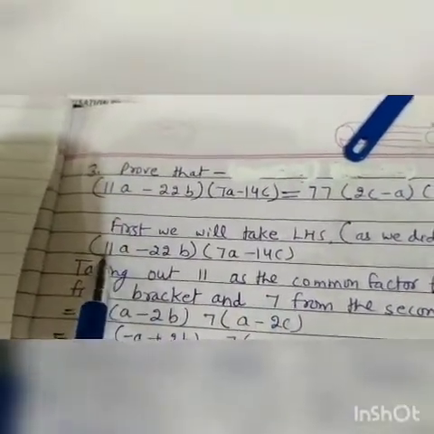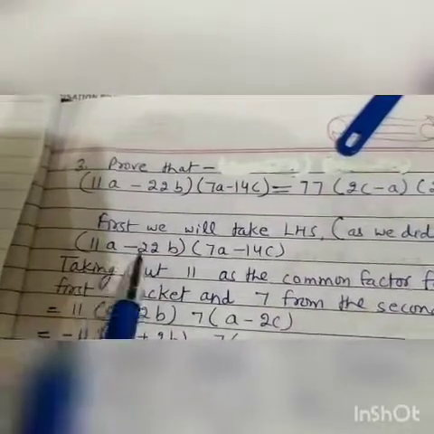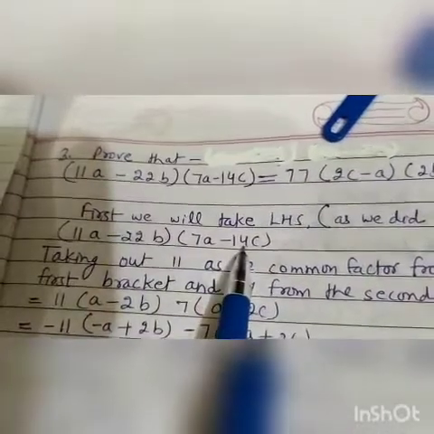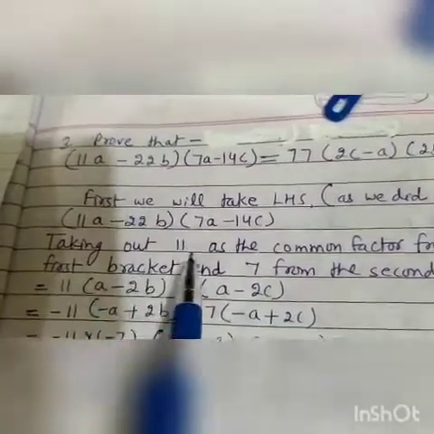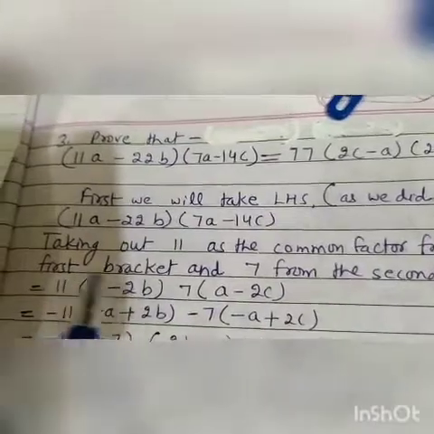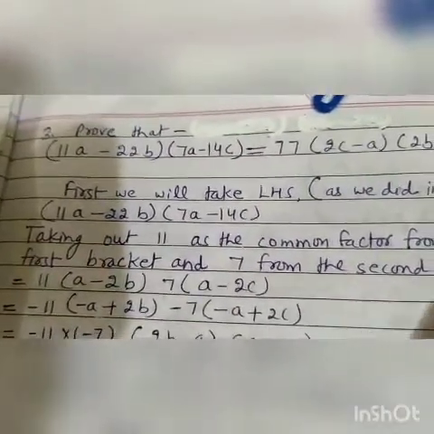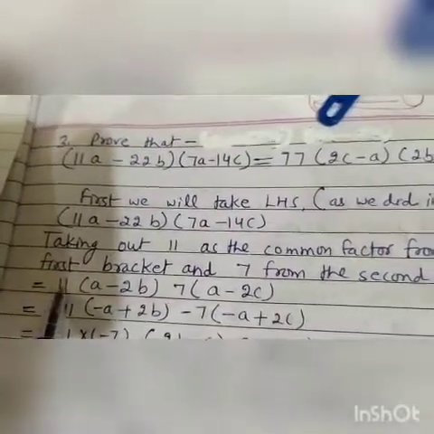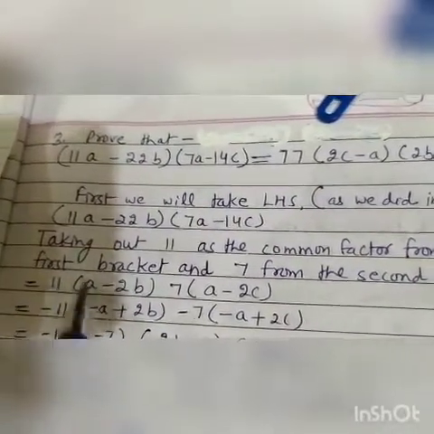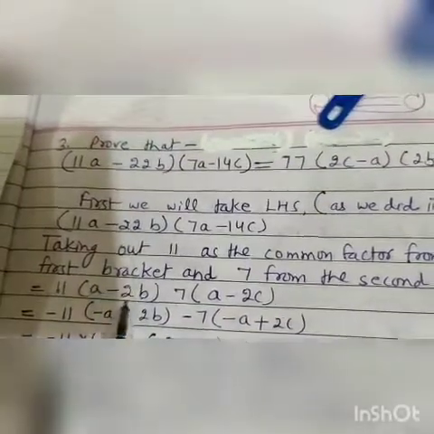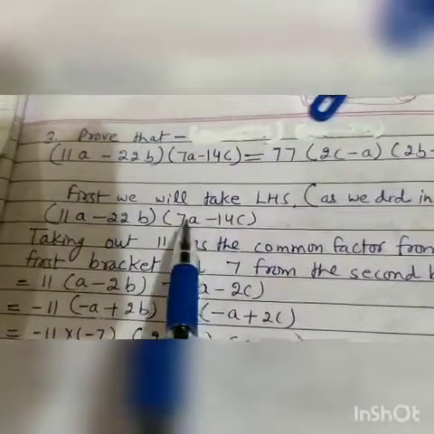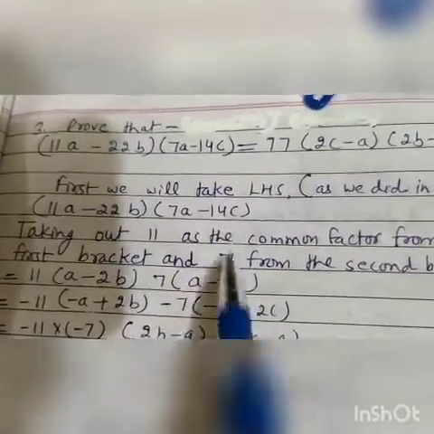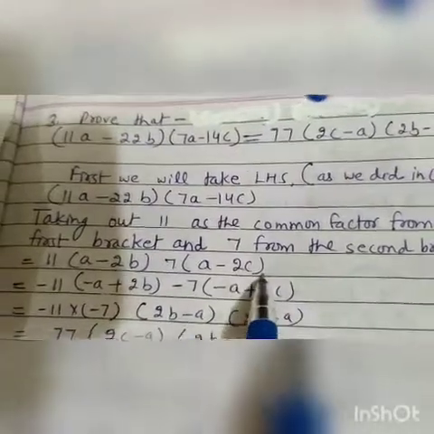Again see first bracket. In first bracket 11, these two terms are divisible by 11, and in second bracket these two terms are divisible by 7. So taking out 11 as the common factor from the first bracket and 7 from the second bracket. If we take 11 from here as common, then 11 cancel, a will be left here, minus, 11 twos are 22, b will be here. Then taking out 7 as common, a minus, 7 twos are 14, c. It is a − 2c.